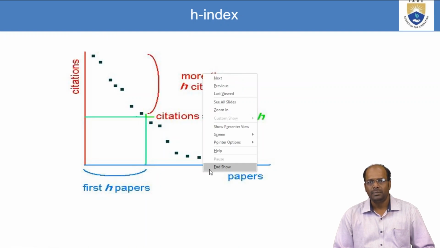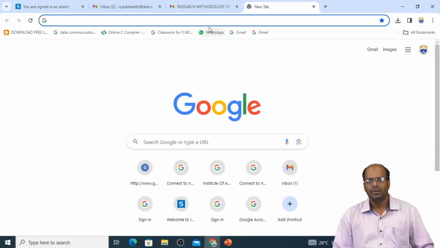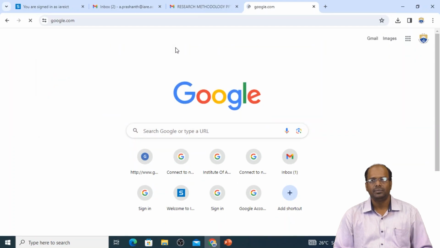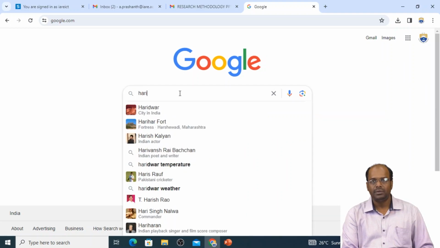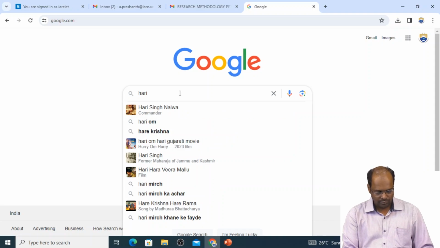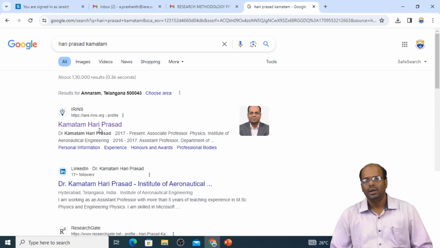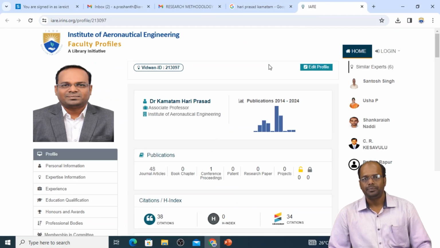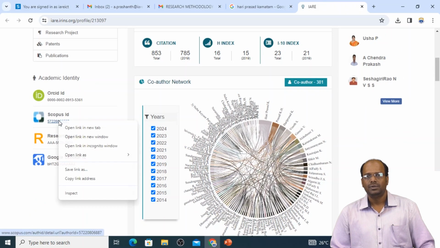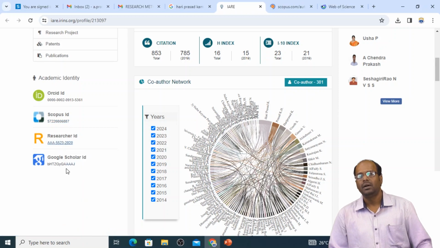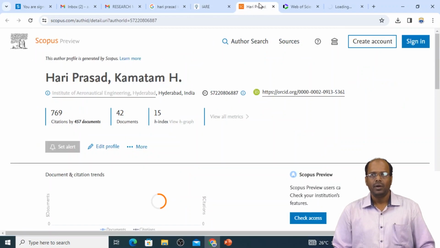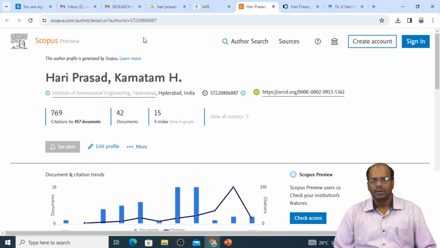Now let us see on the internet how to calculate the H index. Just taking my author indexing, here for IARE we can see the Scopus ID, the Web of Science ID, and the Google Scholar ID. In Scopus indexing, we can see how much H index it is showing. The H index is 15 for 42 articles, with 769 citations.